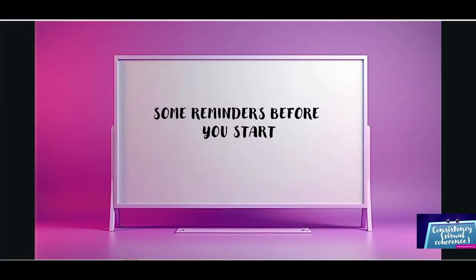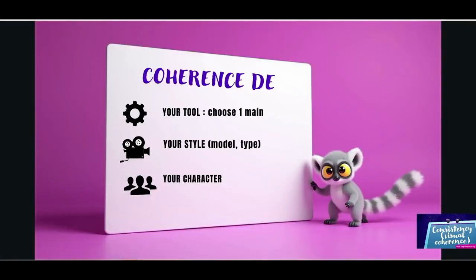A few reminders before you get started. Actually, coherence happens on several levels. First, it's going to be the choice of your tool. And we're going to advise you to choose one in particular. Well, just one. Next, when it comes to choosing your tool, it's really about defining your style, your model. You'll see why. And finally, we'll focus on this part. It's going to be about the coherence of your character, your main character or your characters.